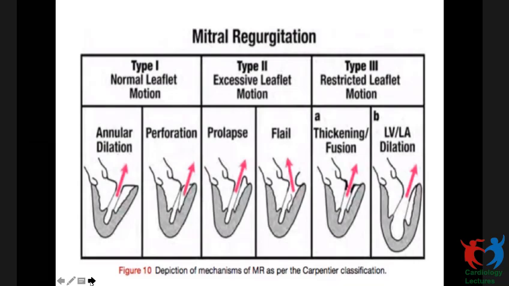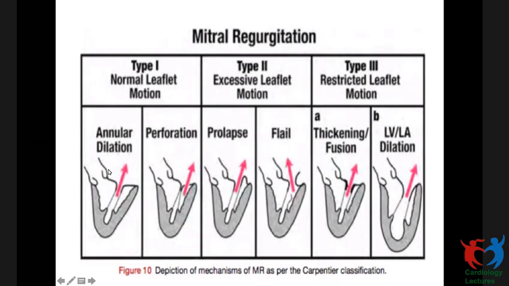Carpenter classification is primarily used to define various types of mitral regurgitation. It includes both the anatomical abnormality of the mitral valve, which leads to primary mitral regurgitation, and also the functional abnormality of the mitral valve, which leads to functional regurgitation.